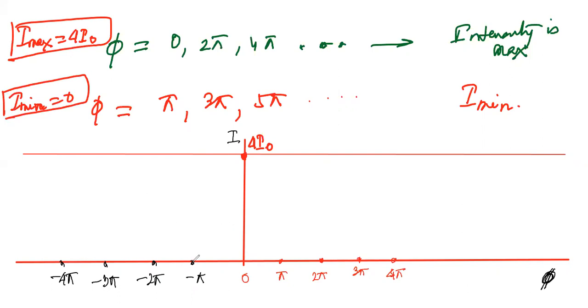So now if I just move on like this, you can see when it is pi, it is minimum. When it is 2 pi, it is maximum. When it is 3 pi, it is again minimum. When it is 4 pi, it is again maximum. So we have to draw the graph. Similarly, at minus pi, it will be minimum. At minus 2 pi, it will be maximum. Minus 3 pi, it will be minimum. Minus 4 pi, it will be again maximum. Minus 5 pi, it will be again minimum. So gradually we have to draw like this, right?